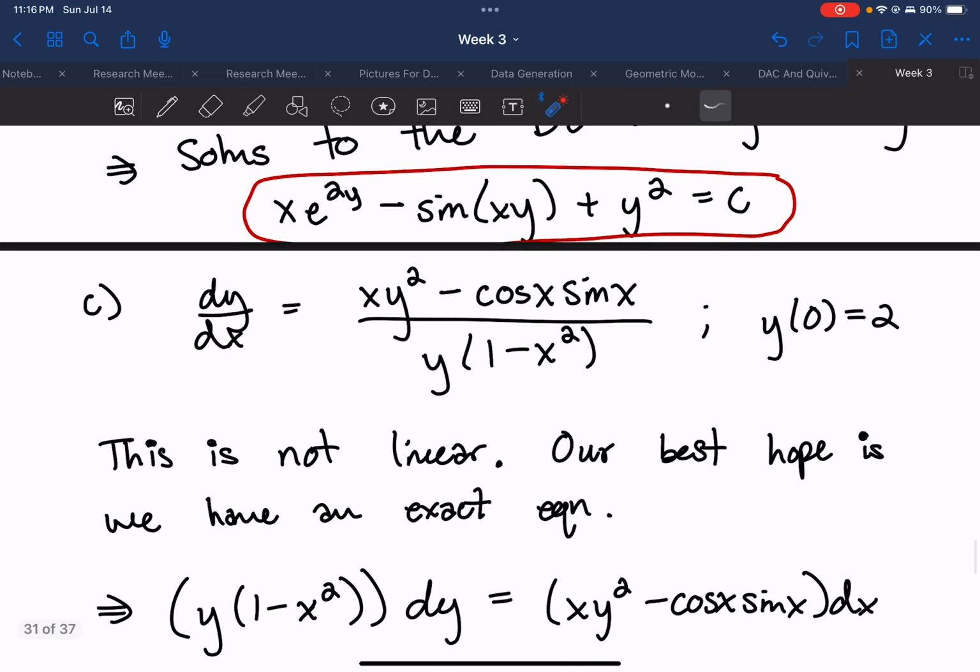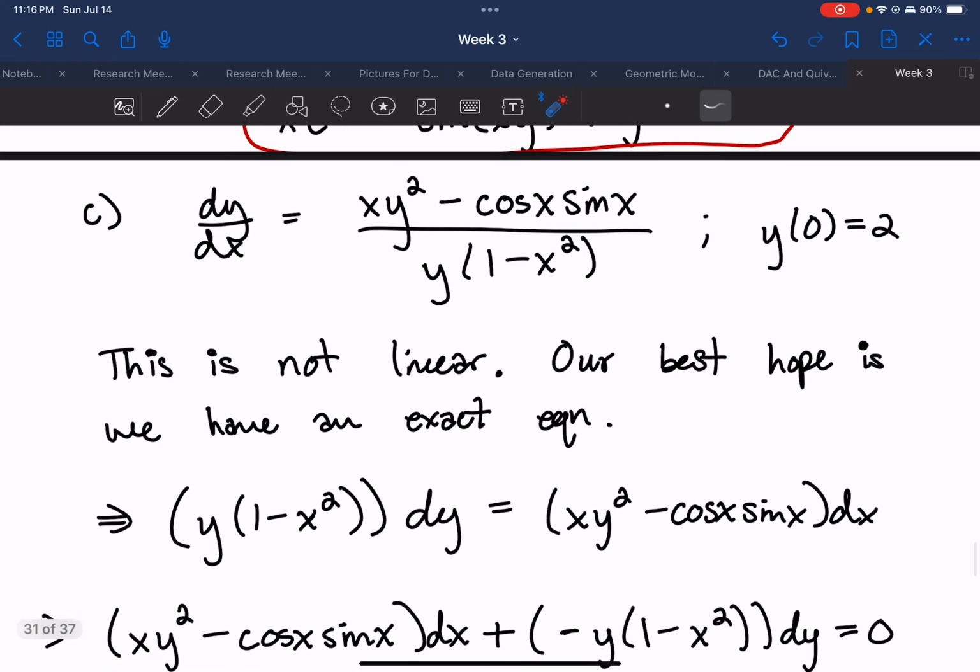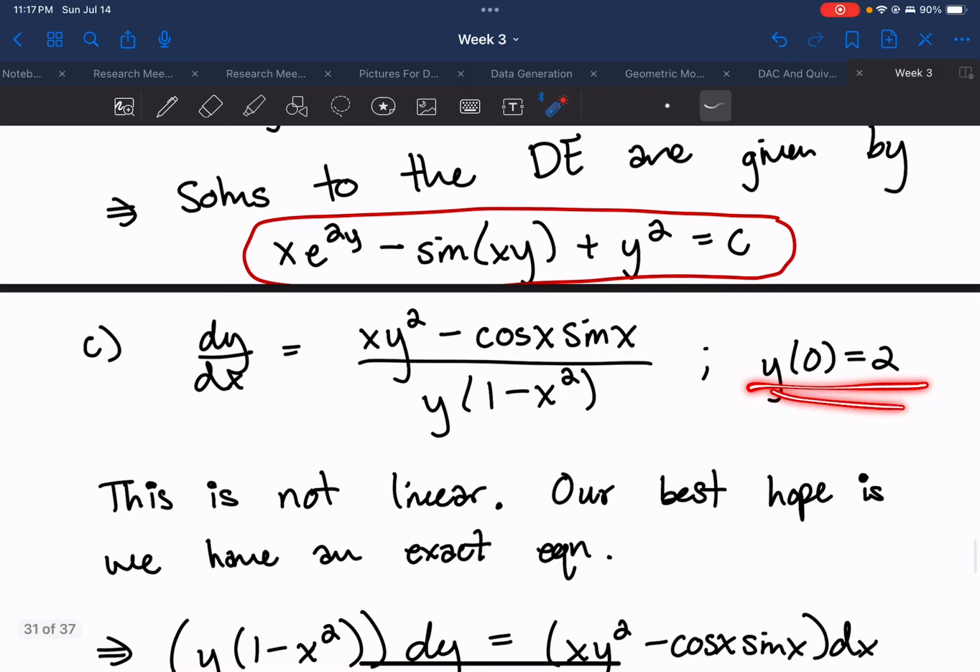Okay. Another one. dy dx equals xy squared minus cosine x sine x divided by y times 1 minus x squared. Okay, that looks complicated. They've also given us an initial condition, which means we're going to be able to pin down the constant c. Whenever you're given an initial condition, that means you can find that constant.